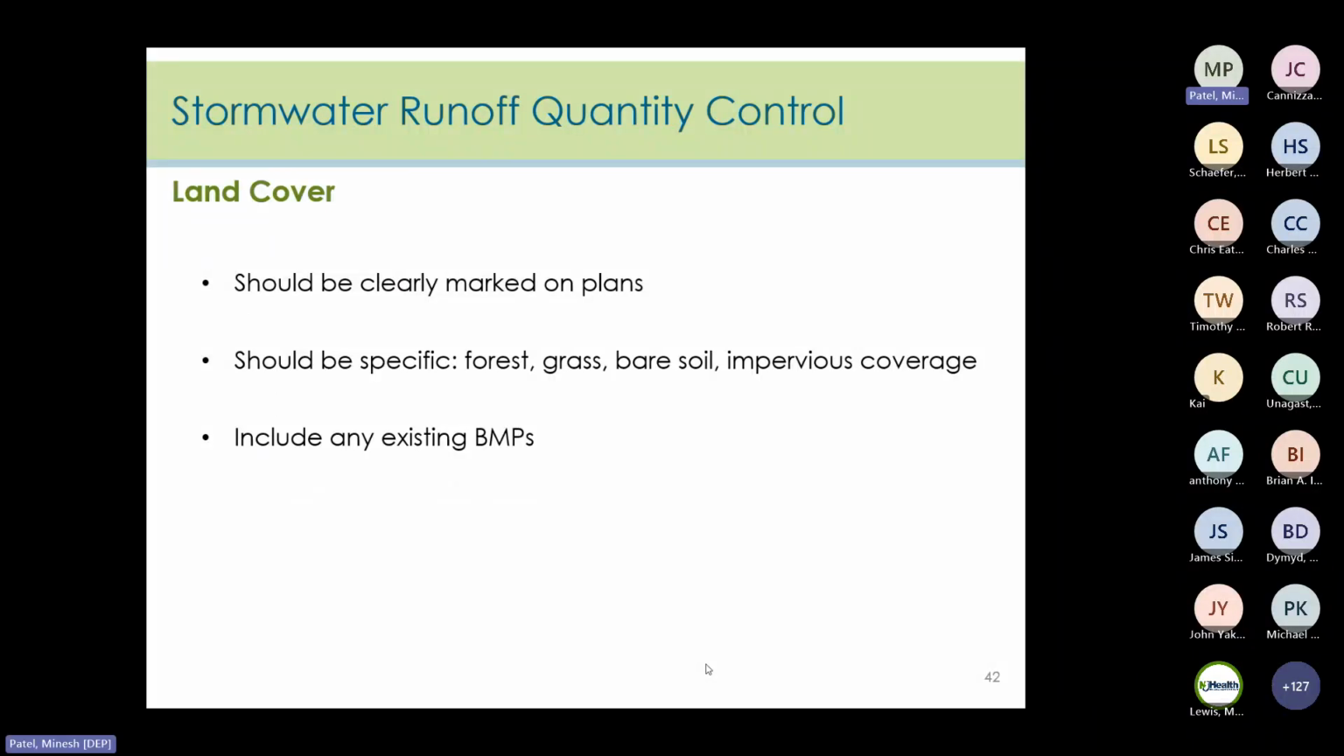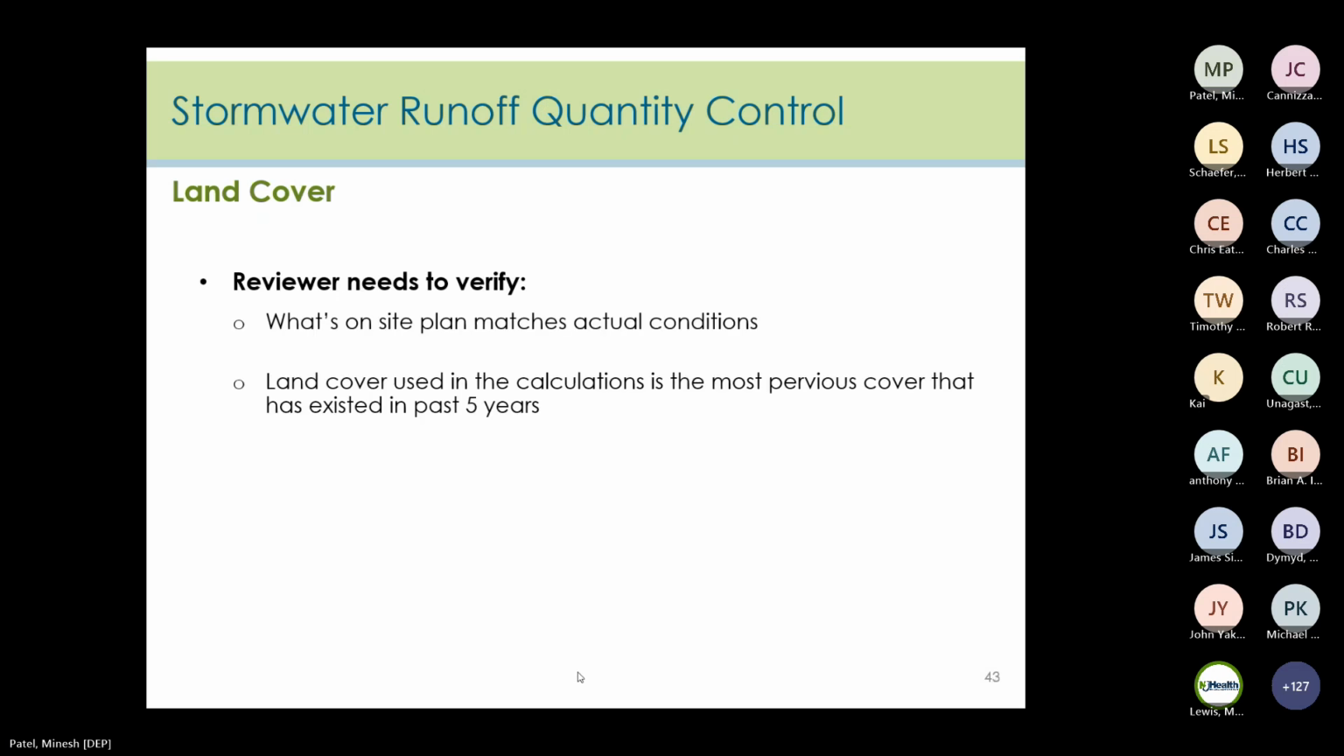The reviewer should be checking land cover next. Land cover should be clearly marked on the plans and be specific to what the land actually is. It should also include any existing BMPs that are on the site. The reviewer must verify that the plans and cover descriptions in the report match what is actually on the site. Aerial photos can be used to make sure the most pervious cover that existed in the past 5 years has been used in the calculations. Again, it may be necessary for the reviewer to verify the land cover conditions in person to make sure that they have been accurately described.